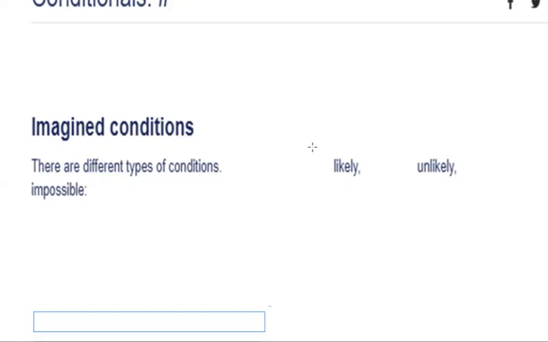So, going first towards the likely sentences. In order to make the likely sentences of the if command, the first example is: if the weather improves, then this is the first event. The second event is we will go for a walk. So if the weather improves, first event. Second event, we will go for a walk. So this is the first conditional sentence of the if command.